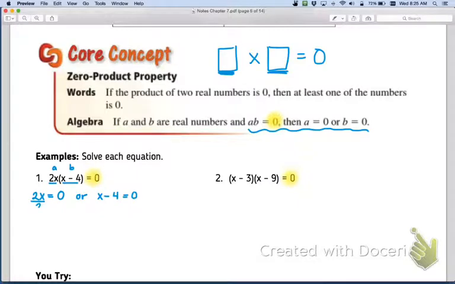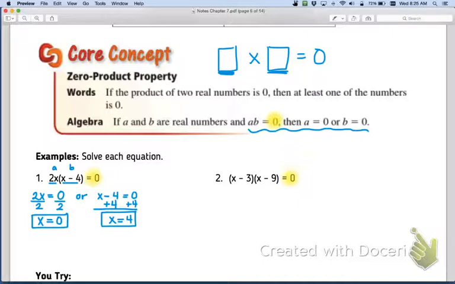So on the first one I can divide by 2 and we get x is equal to 0. So there's one possible solution. Over here we can add 4. So that means x is equal to 4. So when we solve this, we had two factors that contained variables. That means we get two possible solutions for our equation.